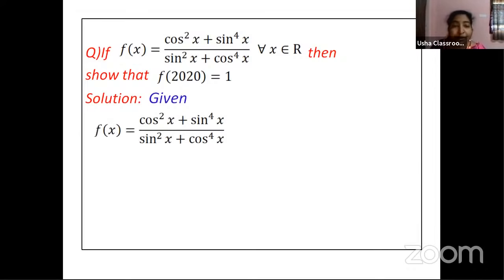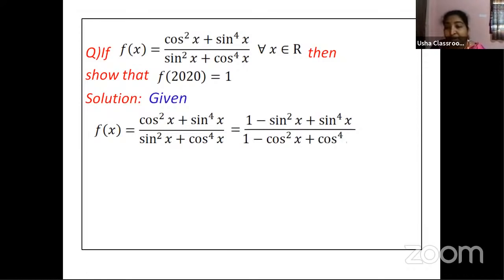All right. Now you are given that f of x is equal to (cos square x plus sine power 4x) by (sine square x plus cos power 4x). Now, in the numerator, instead of cos square x, we will replace it with 1 minus sine square x, as I was discussing right now. So 1 minus sine square x plus sine power 4x. Likewise, in the denominator, instead of sine square x, we will replace it with 1 minus cos square x. So you are getting 1 minus cos square x plus cos power 4x.